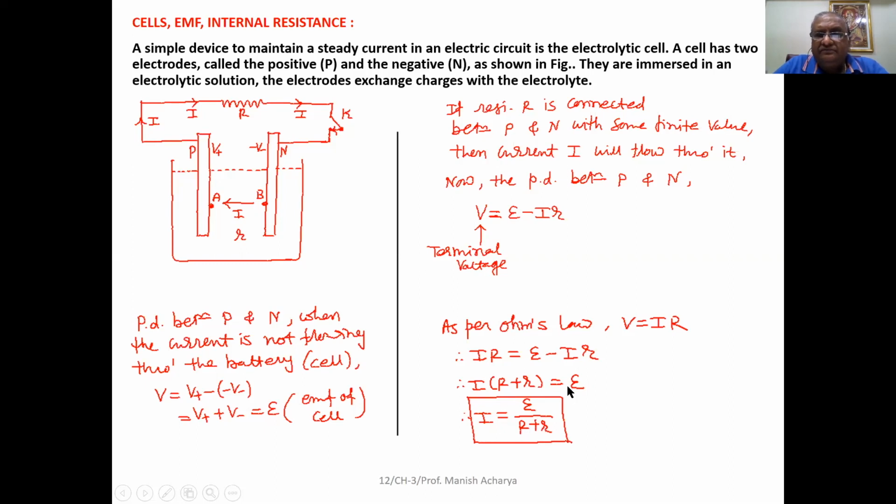So here, this is the equation of the current constituted in this particular circuit through the resistance R, which is connected in the outer circuit with the cell having EMF E. Clear to all of you?